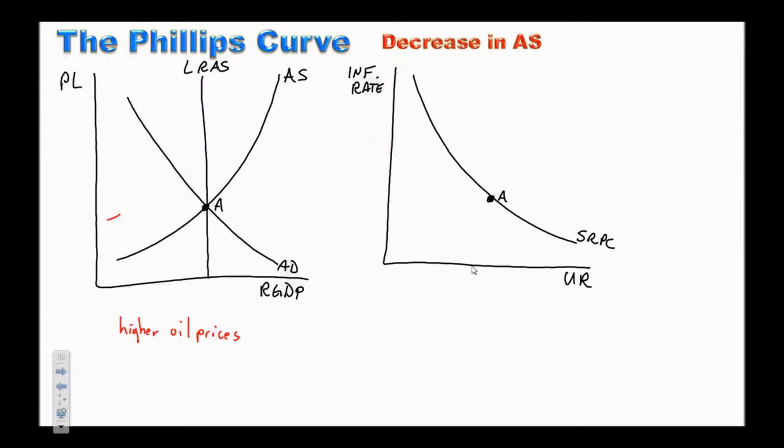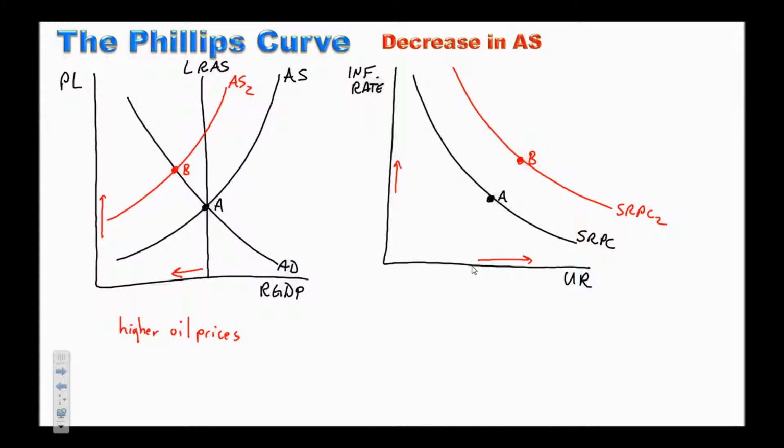Okay, so higher oil prices result in the AS curve shifting to the left, giving us a new equilibrium at B. So what's going to happen over here on the Phillips curve is if the AS curve shifted left, the mirror image Phillips curve is going to shift to the right. Okay, and now we have this new equilibrium at B. B is at a higher inflation rate and higher unemployment. Okay, just like it shows over here. Less output means more unemployment and higher price level.